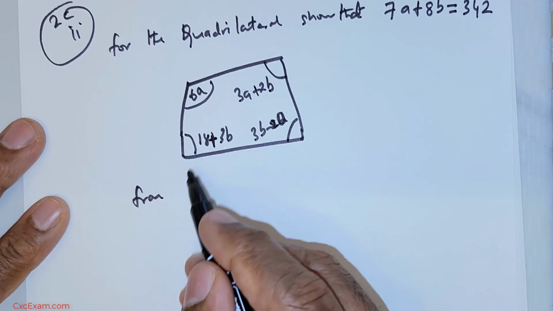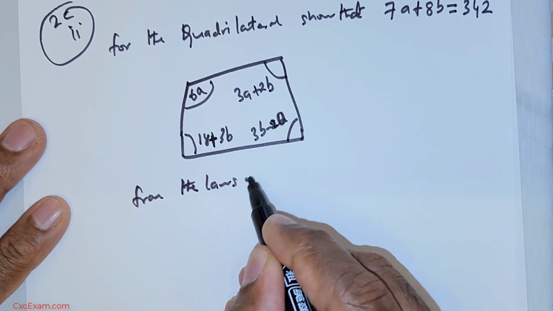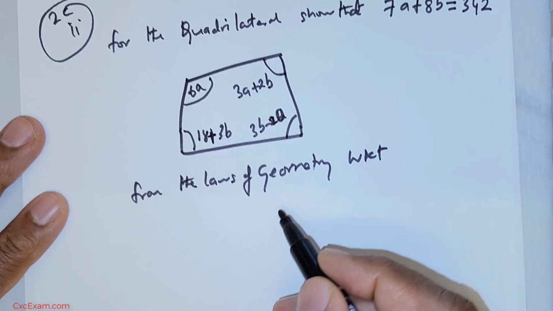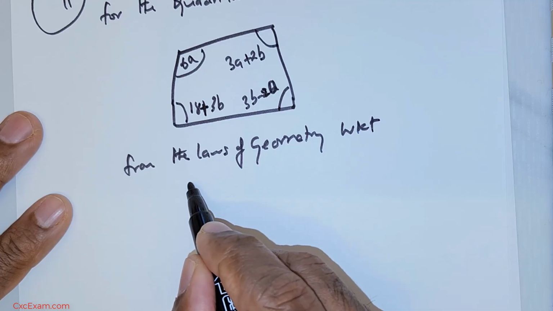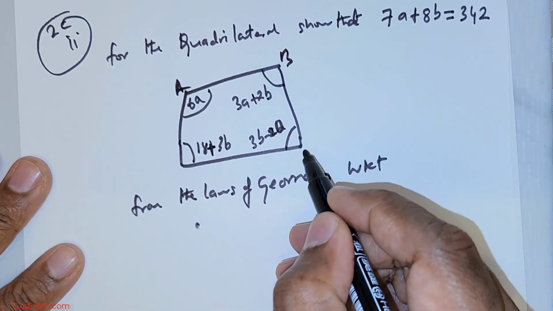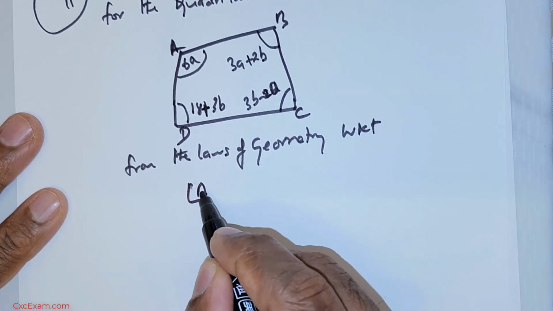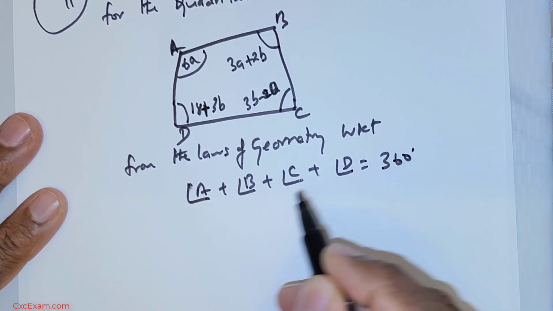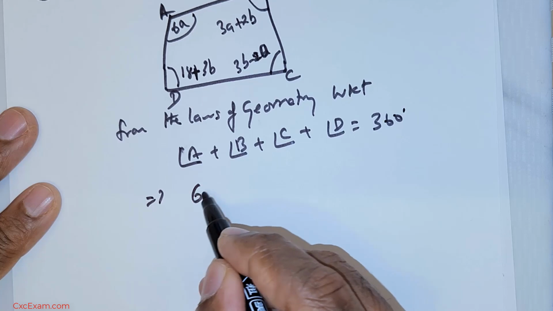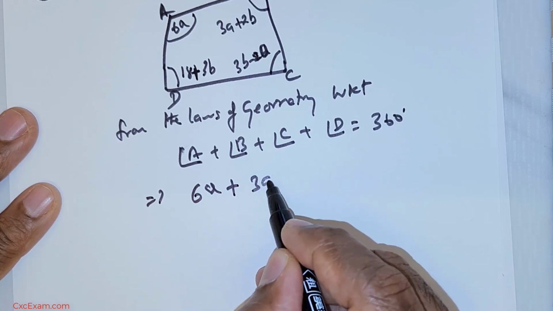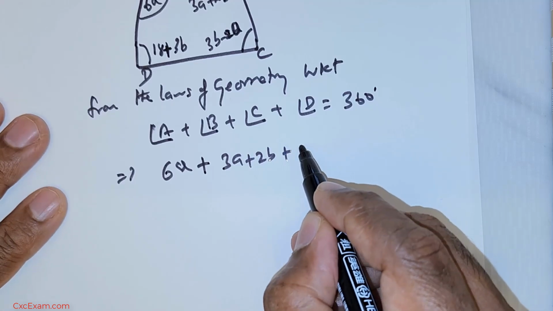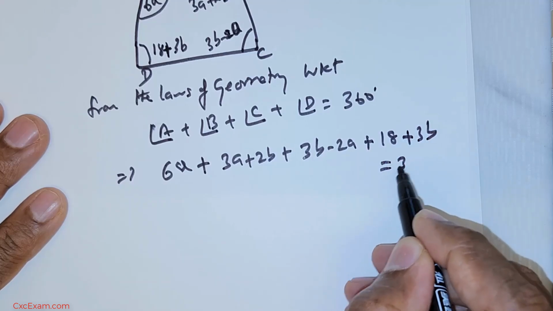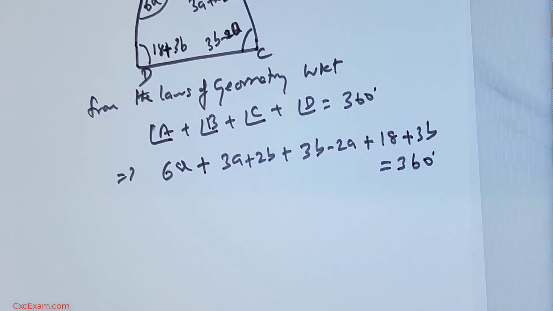So what do we know for the quadrilateral? From the law of geometry, we know that, WKT stands for, we know that what? Sum of the angles. Say if I were to take this as A, B, C, D, we know that angle A, positive angle B, positive angle C, positive angle D is 360 degrees. So this means 6A positive 3A positive 2B positive 3B minus 2A positive 18 positive 3B is equal to 360.